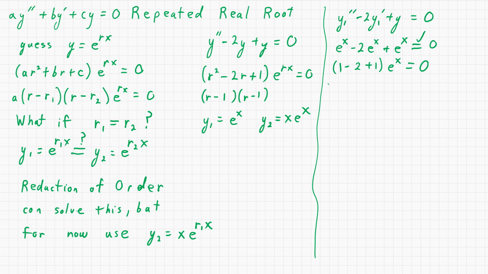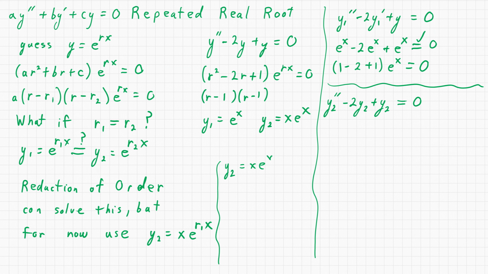Okay, that was the y1 solution. What would the y2 solution look like? Same thing. We plug in y2 double prime minus 2y2 prime plus y2. That's supposed to equal 0. And now we have to compute some derivatives. Let's compute y2 prime. That's going to be a product rule. We have y2 equals x e to the x. We have y2 prime.